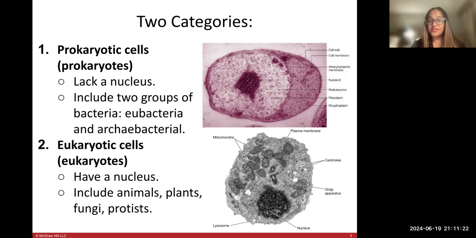And then eukaryotic cells have a nucleus, where their DNA is actually separated by its own membrane, its own nuclear membrane. And these include animals, plants, fungi, and protists.